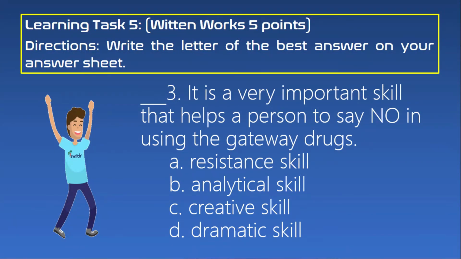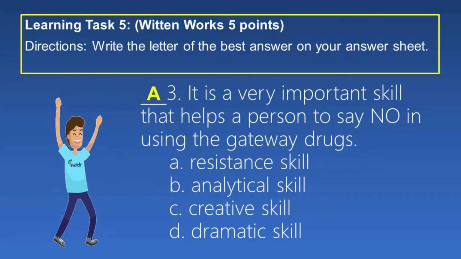Number 3. It is a very important skill that helps a person to say no in using the gateway drugs. A. Resistance skill. B. Analytical skill. C. Creative skill. Or D. Dramatic skill. And the correct answer is letter A. Resistance skill.